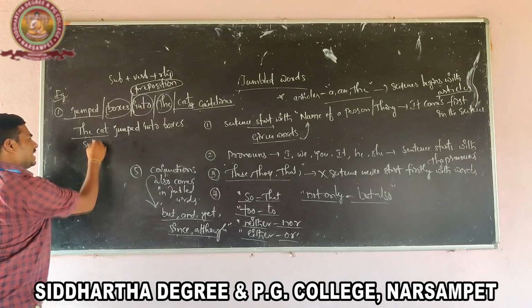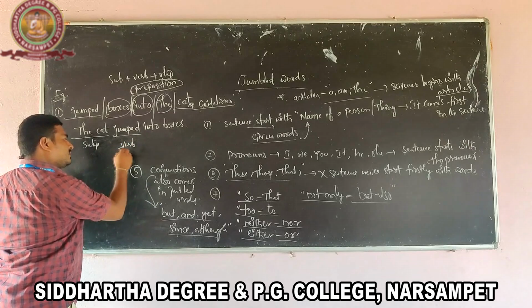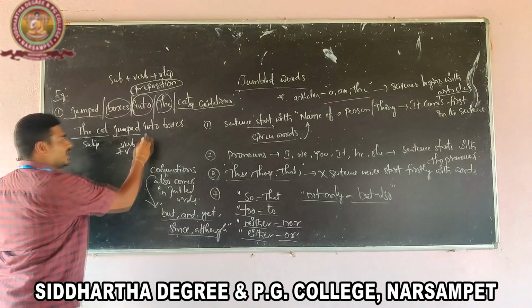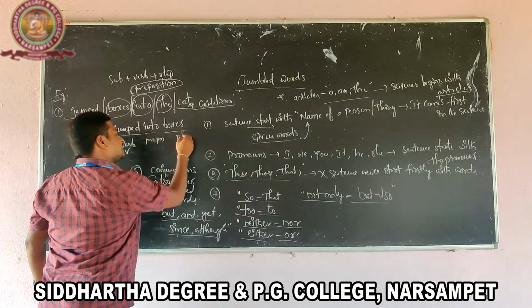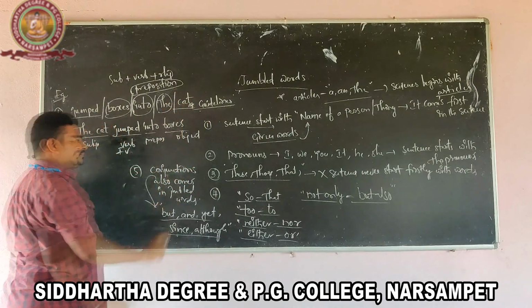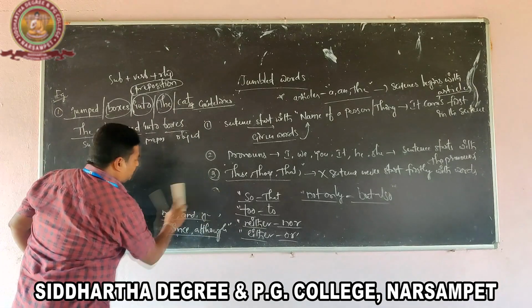So first identify. The cat is called the subject. Jumped is called the verb, meaning remember, the functioning verb. Into is called the preposition. Boxes is called the object. Okay. Now let me take one more example.